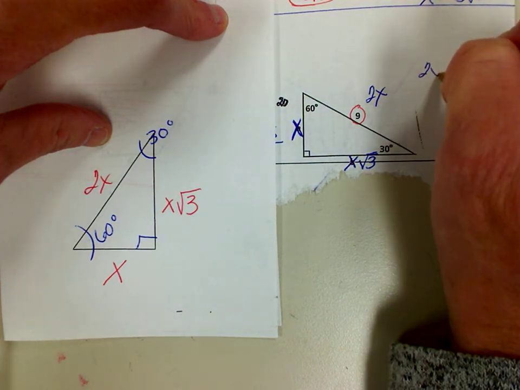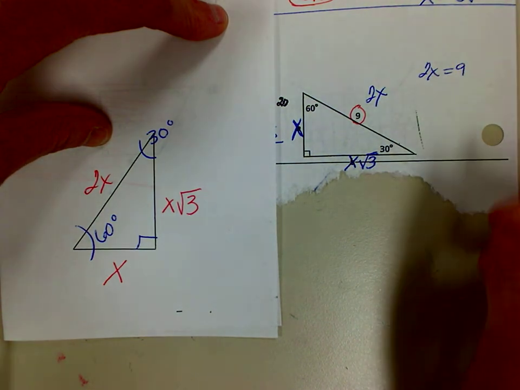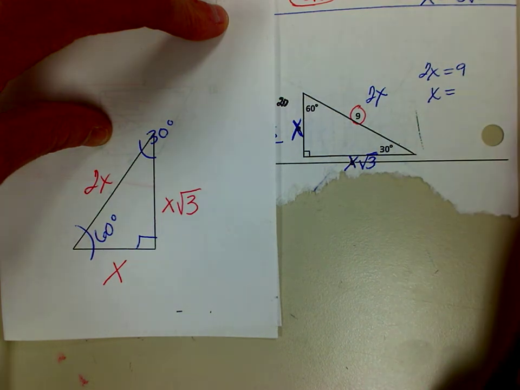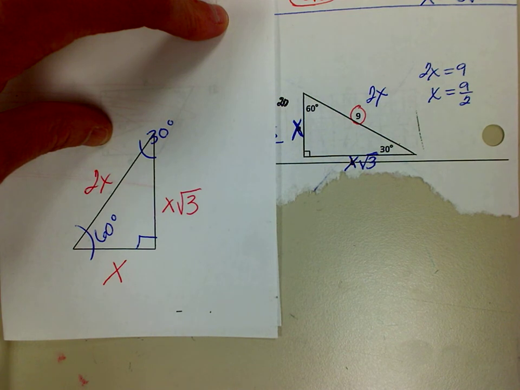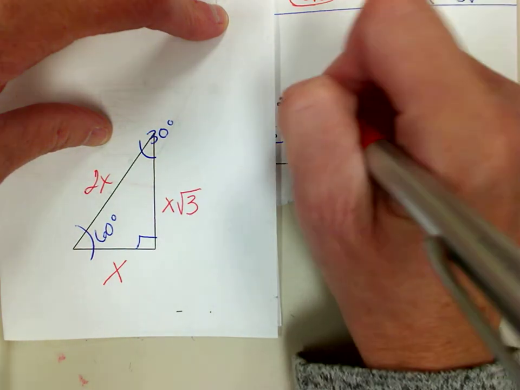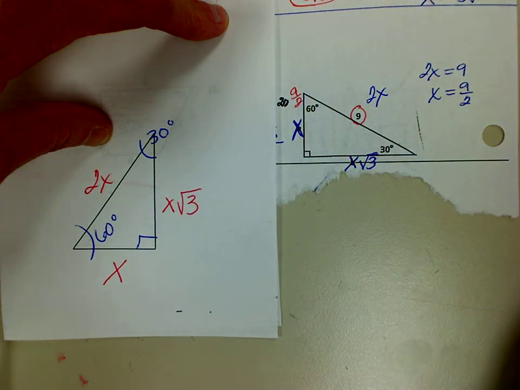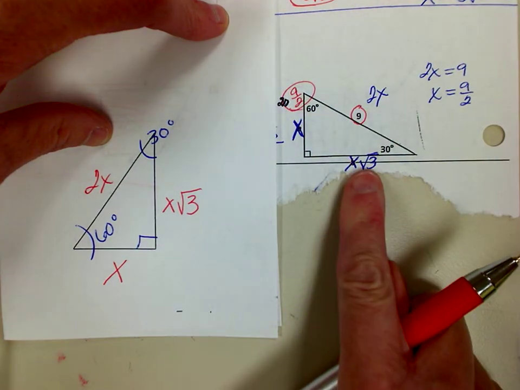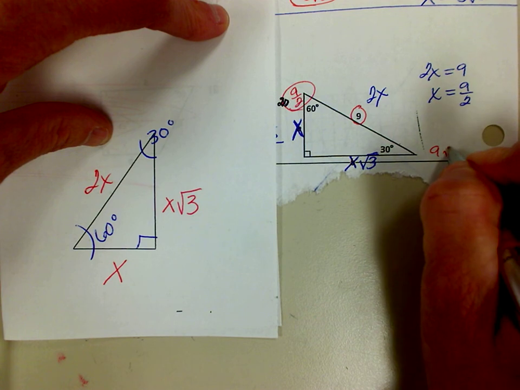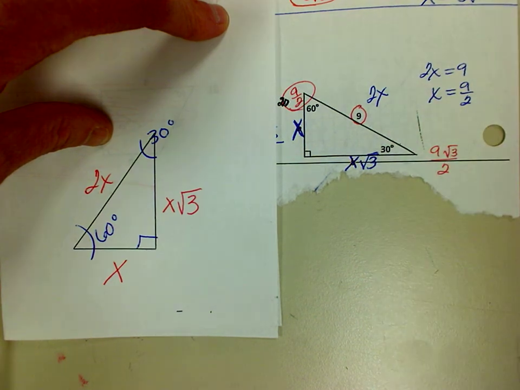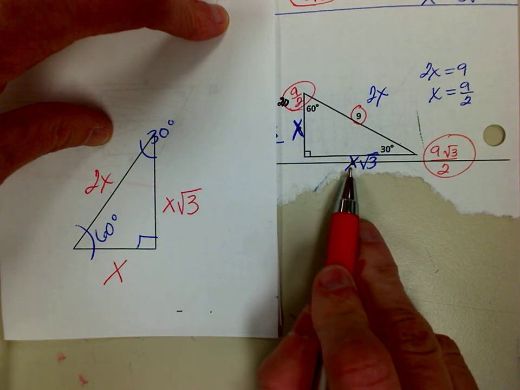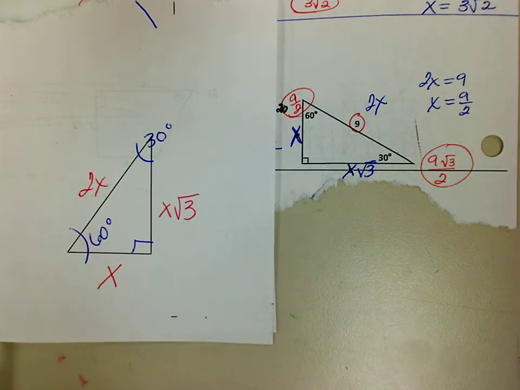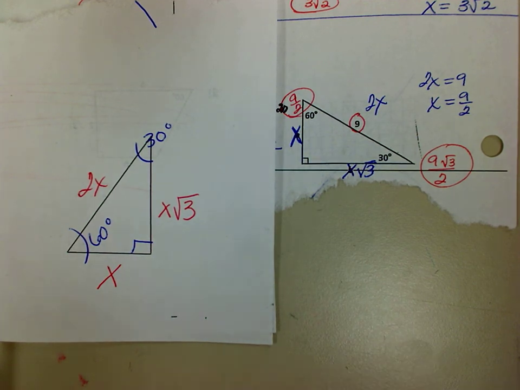I know that 2x is equal to 9, which means x is equal to 9 halves. So now I know that this side is 9 halves, and this side is 9 square root of 3 over 2, because I just put whatever x is right there. So now I know all 3 sides of the triangle. All right, so that is 8-1, our first section on trig.